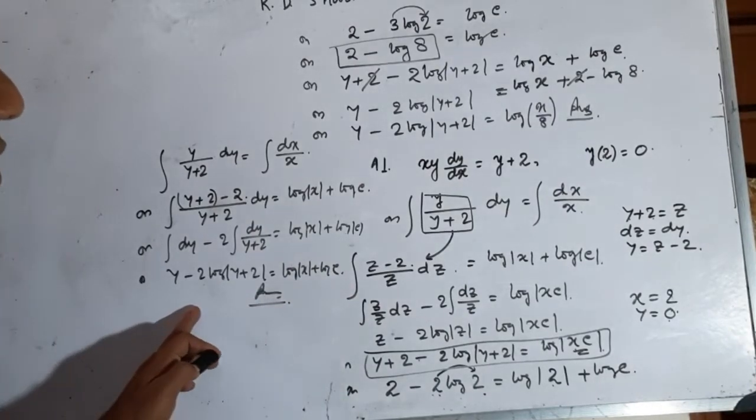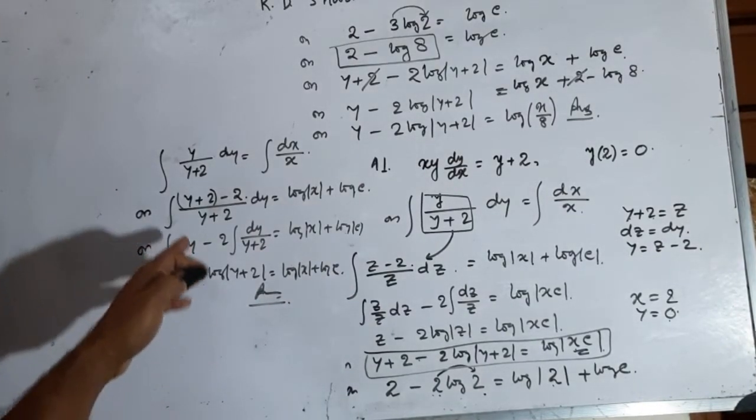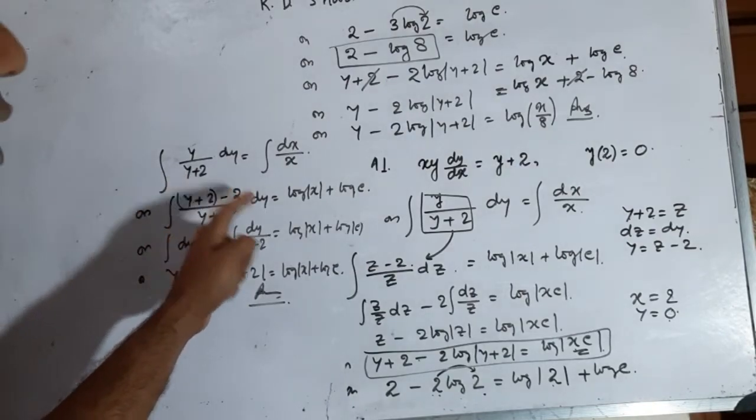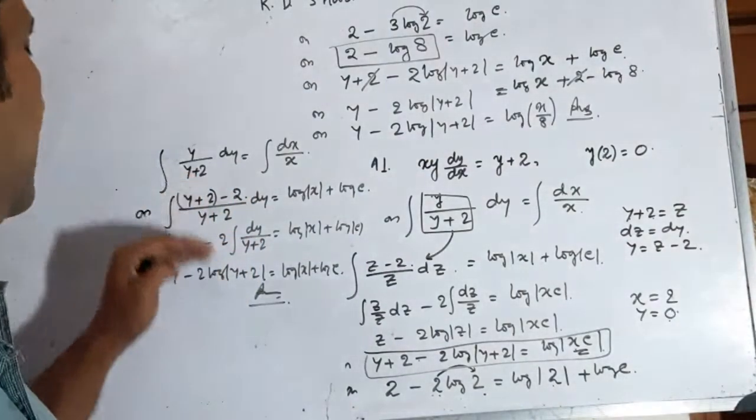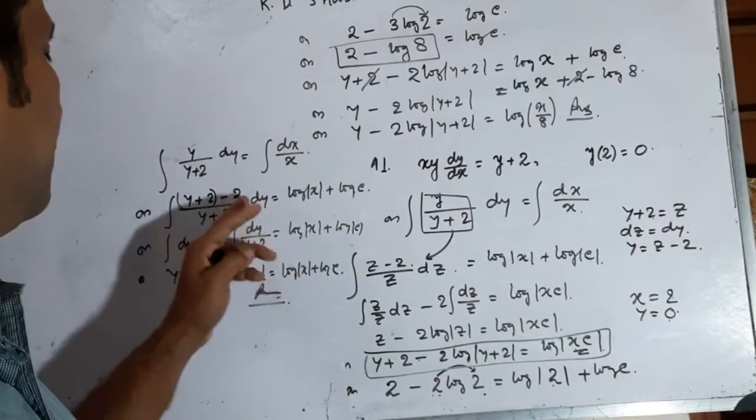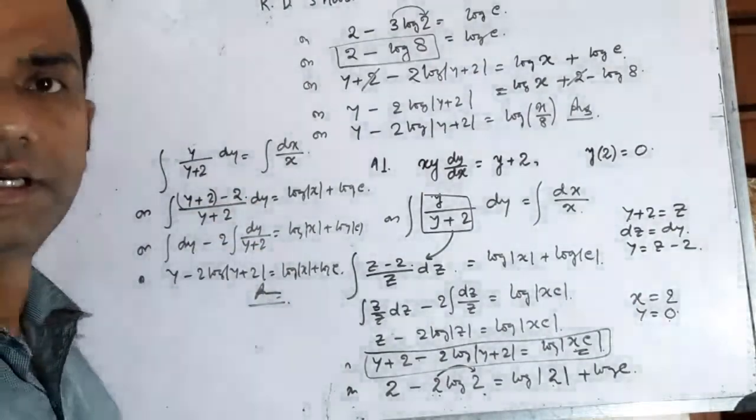What is the arbitrary constant? Just add 2 and subtract 2. Then you get the required result.